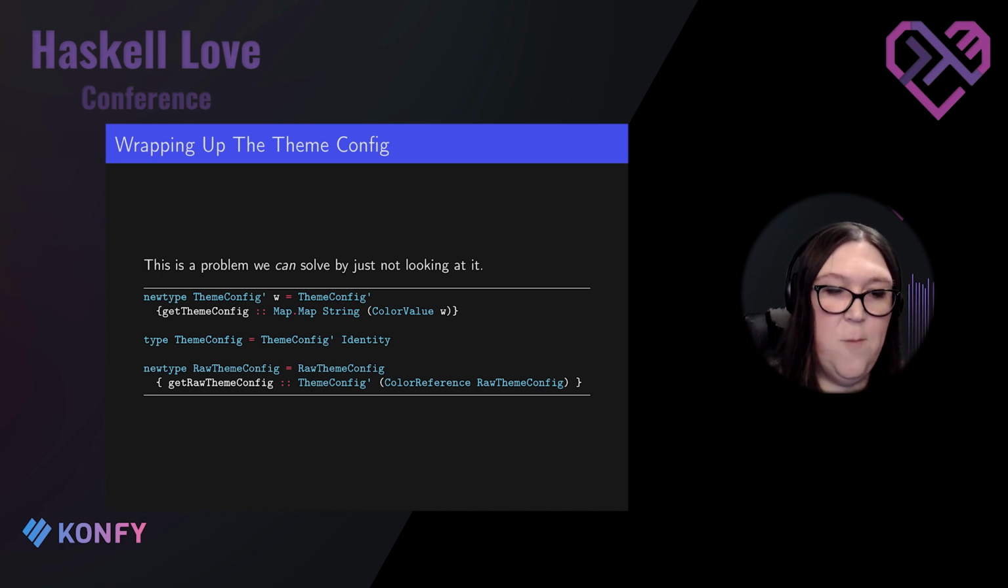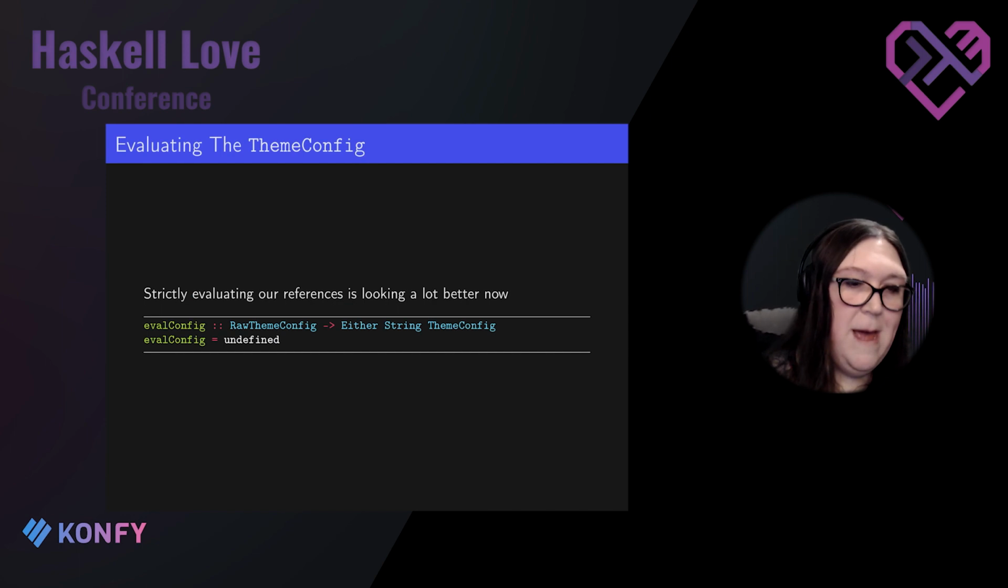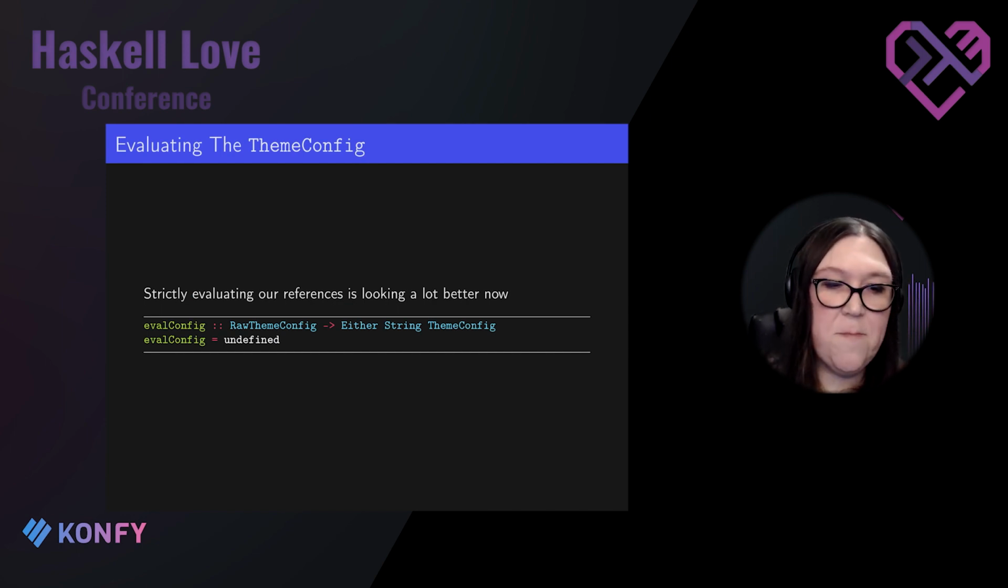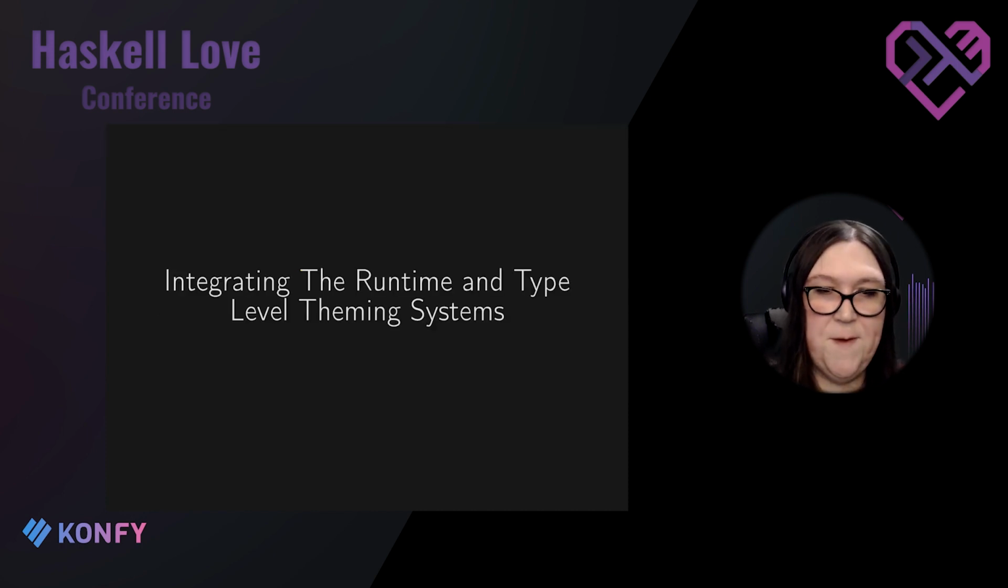So we go through one level of new type wrapper when we're dealing with a reader, but our regular plain fully resolved theme config is just an identity, so all those colors are fully resolved. And now we can strictly evaluate things going from a raw theme config to a regular theme config, and we don't have so much duplication. We're not going to implement this, but you can look in the source code that was linked from the talk. But we can see that this works. We can load that JSON, and we get a theme config, and everything has been fully resolved.